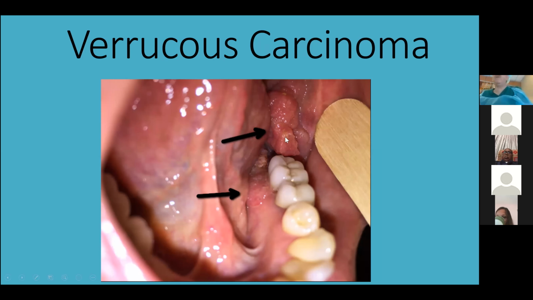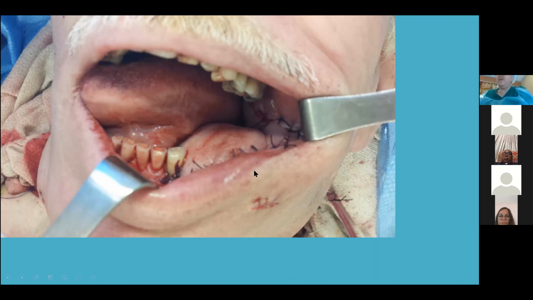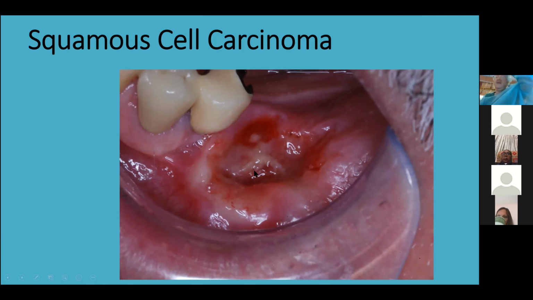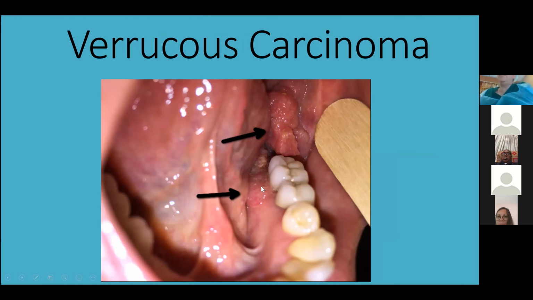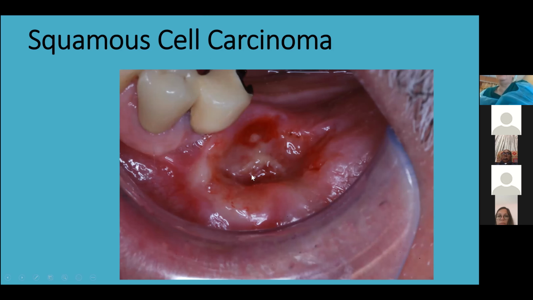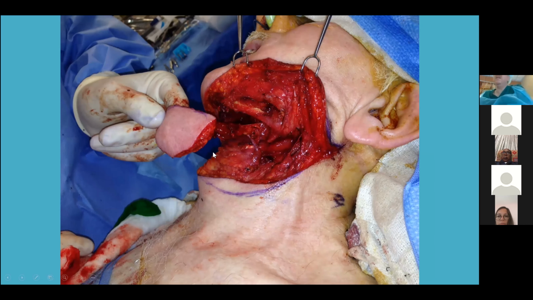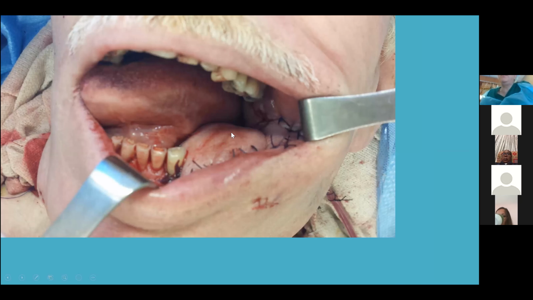Here's a verruciform carcinoma spreading along the aspect of the mandible. Another squamous cancer here, again in the tooth socket, a socket that doesn't heal. Sockets that don't heal should be considered suspicious for malignancy. Here's the patient having the tumor removed, with an island flap from the submental region drawn to close over the defect.